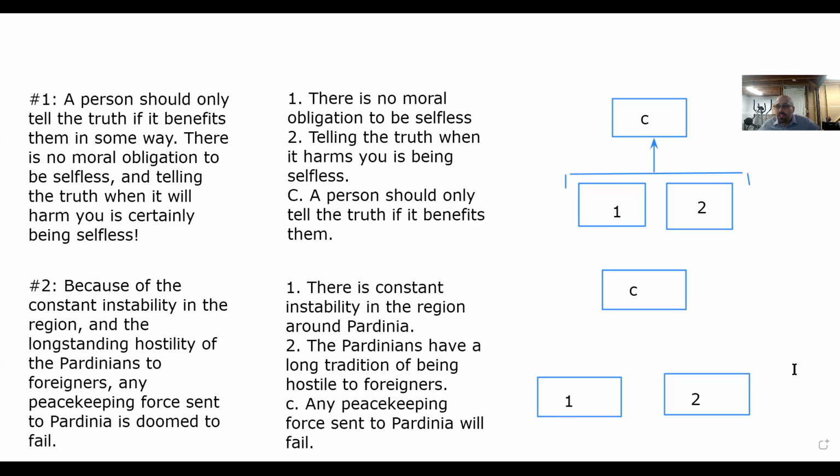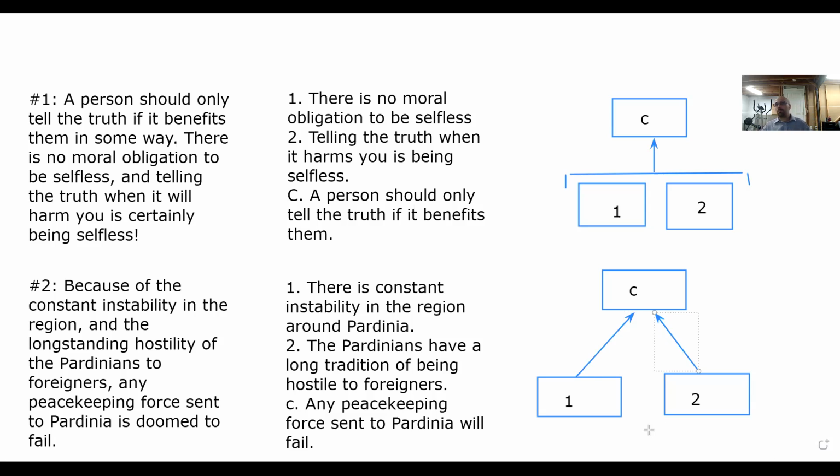Same test. Let's see if these premises work individually as reasons to believe that the conclusion is true. And this time, I think they kind of do. There's constant instability in the region around Pardinia. Therefore, any peacekeeping force sent to Pardinia will fail. That kind of makes sense to me. That indeed would be a reason to suspect that perhaps the peacekeeping force will fail. Similarly, the Pardinians have a long-standing tradition of being hostile to foreigners. Therefore, any peacekeeping force sent to Pardinia will fail. That too makes sense to me. I can see why that would be a reason to think that the peacekeeping force won't work. They both work independently, so we're looking at independent support, which will show two individual arrows pointing up to our conclusion.